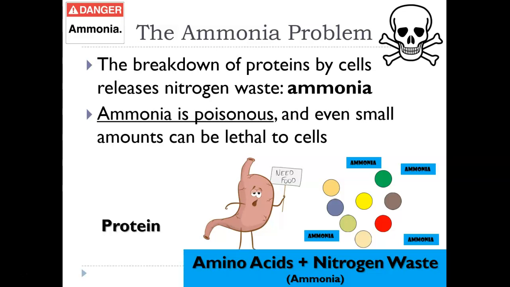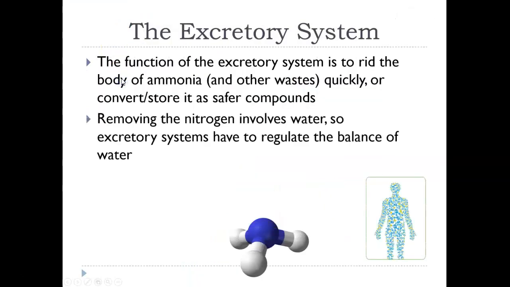So our body came up with a way to get rid of that ammonia, and that is the excretory system. The function of the excretory system is to get rid of the ammonia and other waste quickly or convert it into safer compounds. Removing the nitrogen involves water, so the excretory system has to regulate the balance of water. We already know from other trimesters of biology and science that our cells need water. We need to stay hydrated. In order to get that ammonia out, we need to involve water as well.